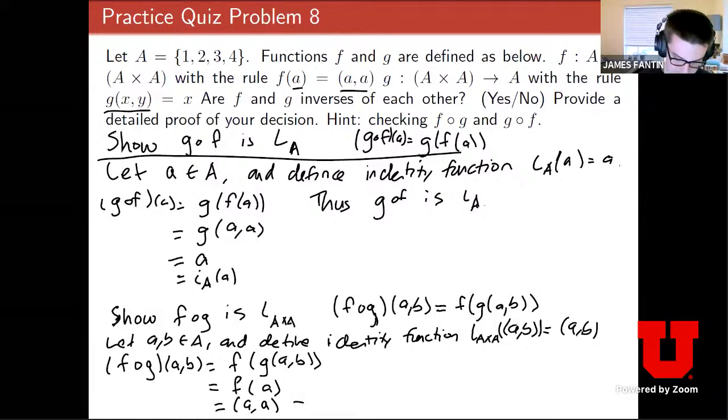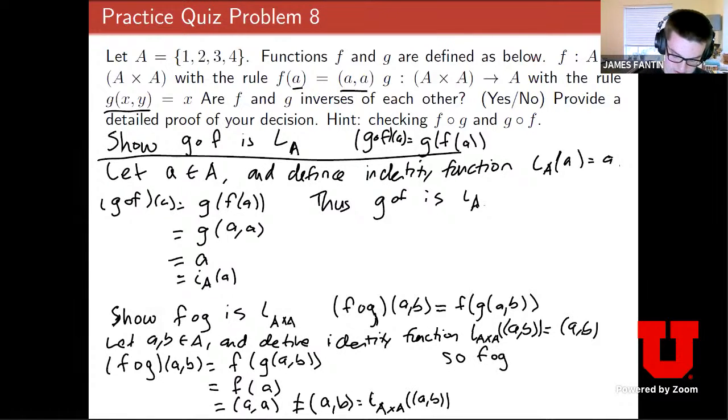But this is not equal to A comma B. It's not equal to the identity of AB. So F composed G is not equal to the identity. So F and G are not inverses.